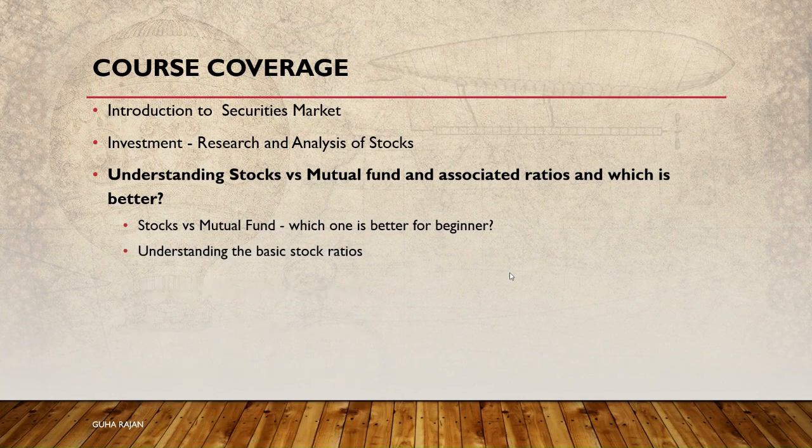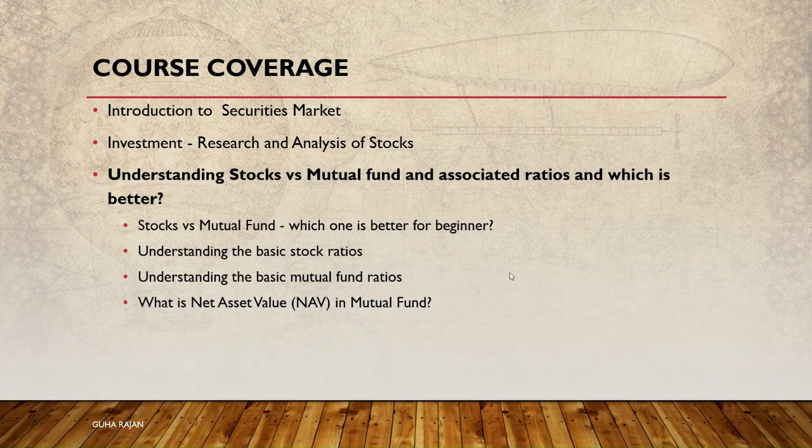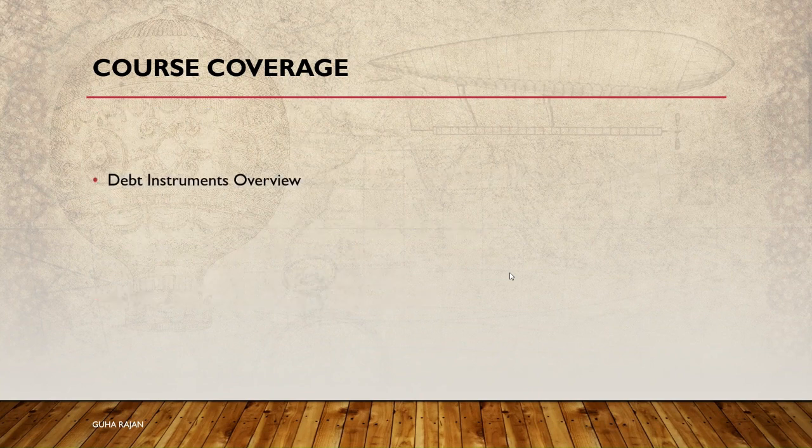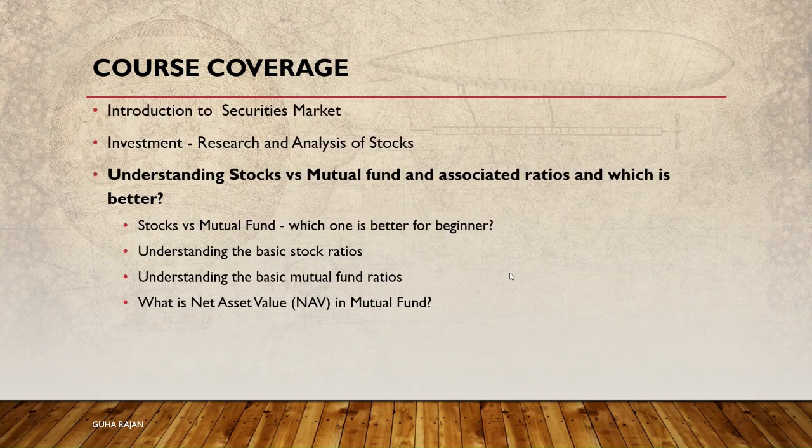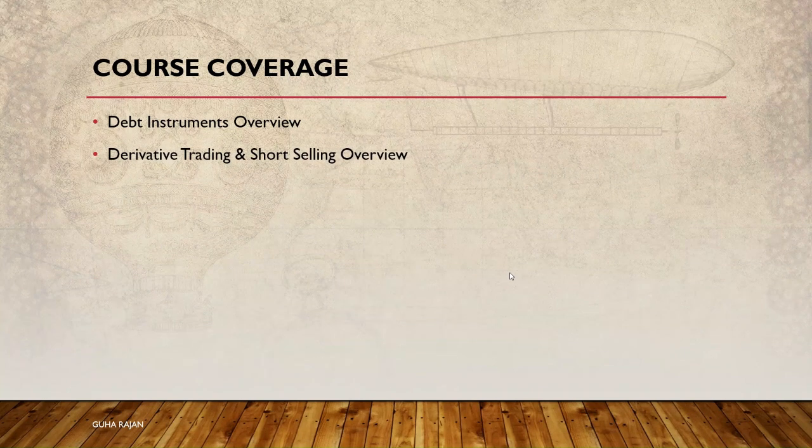Understanding the basic stock ratios, understanding the basic mutual fund ratios, and the net asset value. What is net asset value in a mutual fund? Whatever we discussed earlier relates to equity or shareholdings, particularly mutual funds and stocks. And then comes the debt. This is particularly for a conservative person. Yes, the return on investment is much lower in debt instruments like FDs. That's what I'm going to discuss.